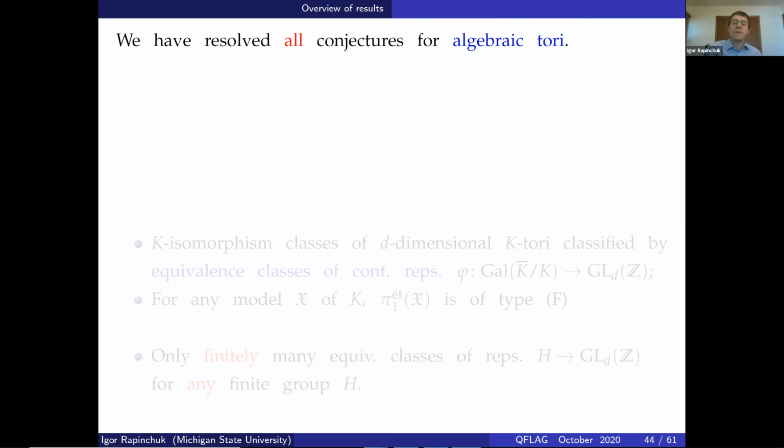Let me start with the case of algebraic tori, since we've resolved all conjectures there, and then I'll say a few words about absolutely almost simple groups. Okay.